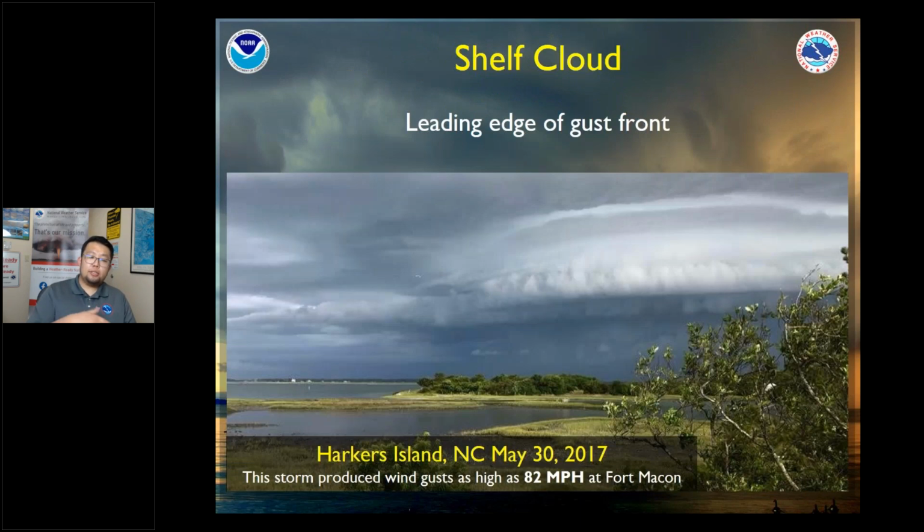And then on top of that, if you're lucky, you might be able to see what we call a shelf cloud. So that's a leading edge of that bow echo or that gust front coming through. This was a picture taken in Harker's Island back in 2017. This storm at Fort Macon produced 82 miles an hour when it passed over. So if you see some really interesting structures out there while you're reporting, oh boy, that's a shelf cloud. That typically means, hey, we're going to see some really strong winds.